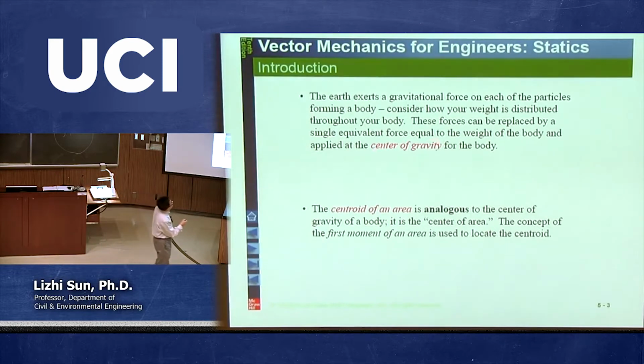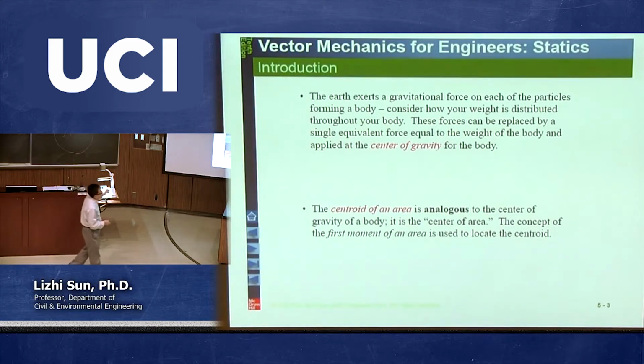Physically, we call it the center of gravity. In other words, the Earth exerts gravitational force at each of the particles forming a real body. And consider your weight is really distributed throughout the whole body with a constant force, but small. These forces altogether can be replaced by a single equivalent force system. In other words, you need to find that point so that at this point, the resultant moment equals 0.